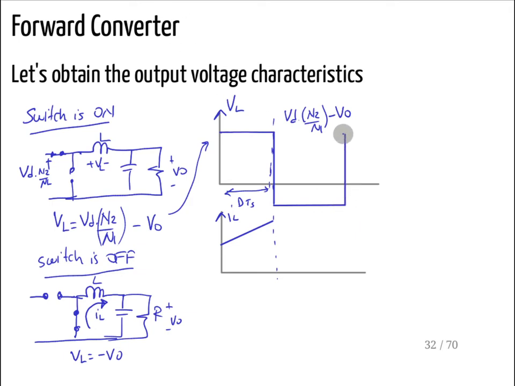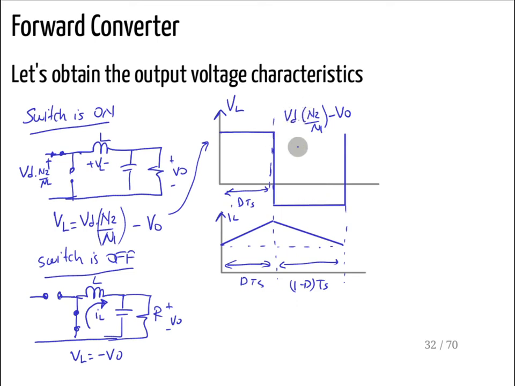And then the same thing again, right? Of course, if it is working at steady state, it will be something like that. So here it is DTs, and this one is (1 minus D) times Ts. So it is really like a buck converter.